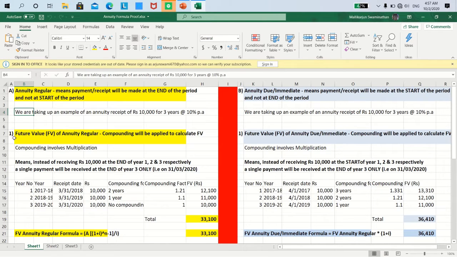Now, if we look at row 7, I am starting off with future value of annuity regular. Compounding will be applied to calculate FV. Okay. Now this is highlighted in yellow color. First, what is the meaning of compounding and why do we resort to compounding when we are calculating future value? Students, please recollect that present value means the worth of money today. Future value means the worth of the money tomorrow or in the future.